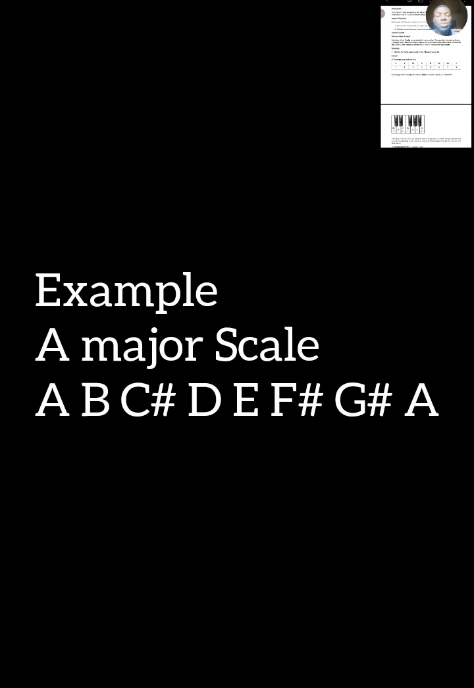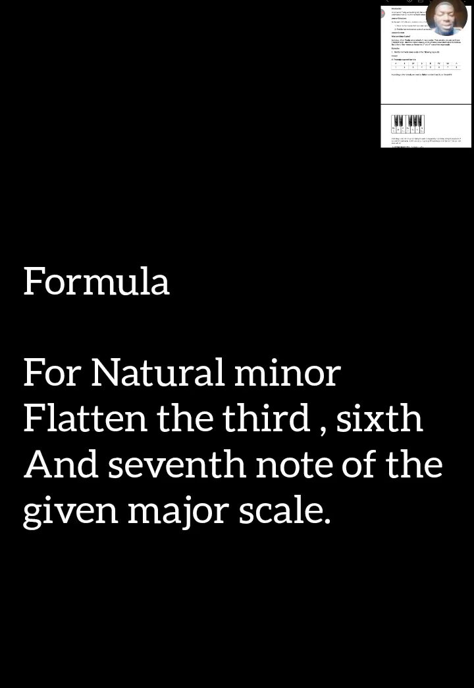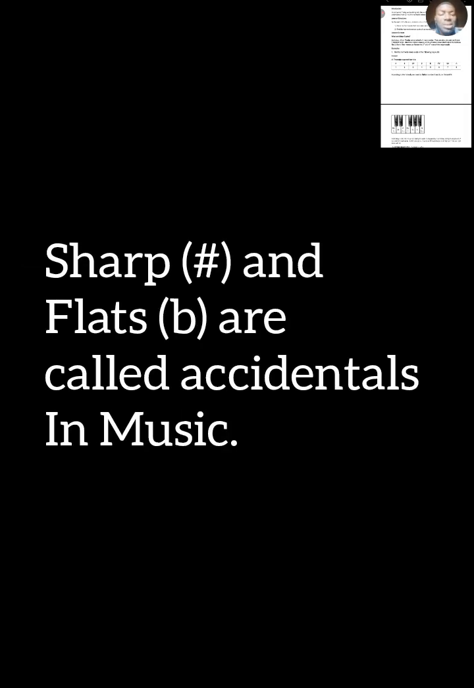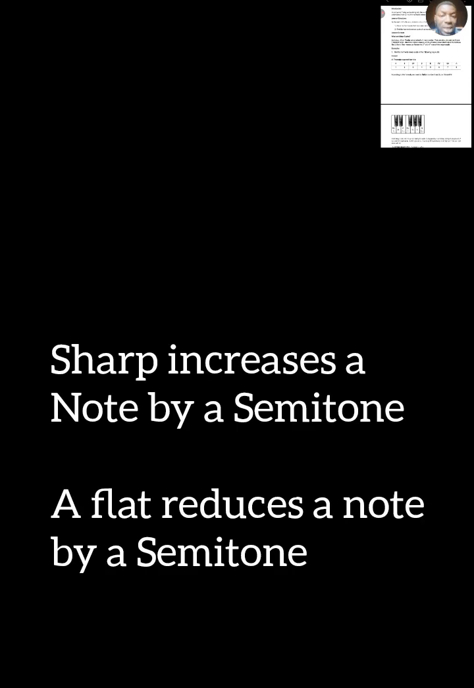Now, if you want to find the natural minor scale, we are going to flatten number 3, number 6, and number 7. What does it mean to flatten a note? We have accidentals in music: a sharp and a flat. The sharp increases a note by a semitone or a half step, while the flat reduces the note by a semitone or half step.